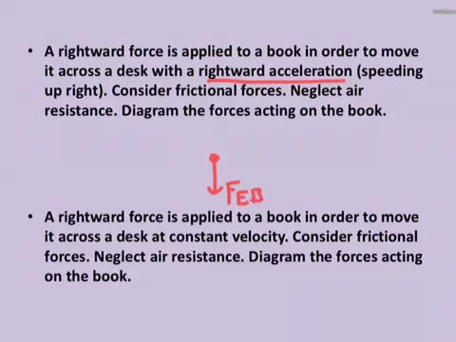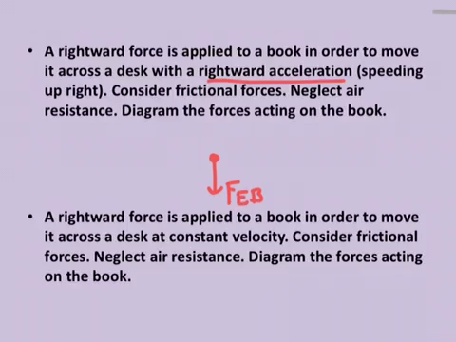Then you ask yourself, well, what is the book in contact with? Well, the book is in contact with the desk. So the desk is applying actually two forces on the book. And then also there's this rightward force, this applied force that's pushing it to the right. So first we need to know, is there anything balancing out this force of Earth on the book?